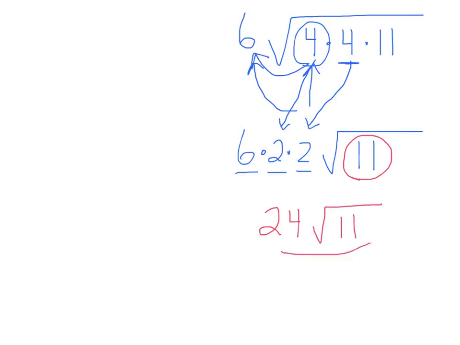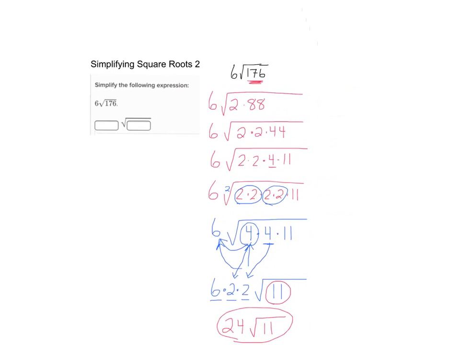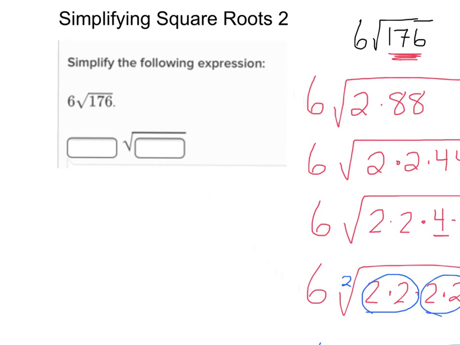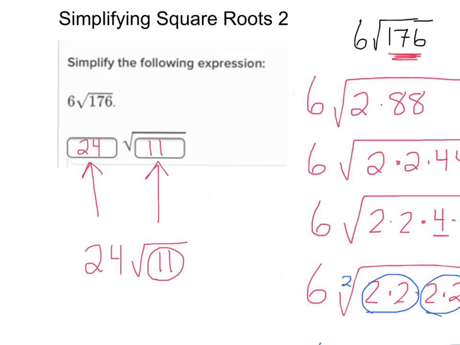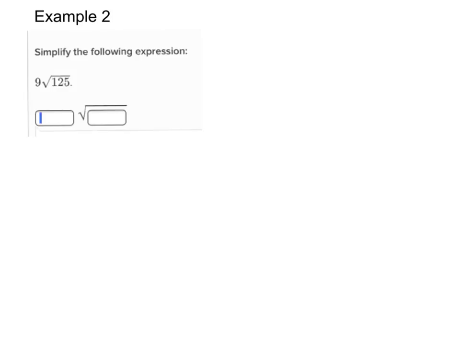And so this is the completely simplified form. So let's go back to the problem, and in Khan Academy, they want me to put what goes outside the radical there and what goes inside the radical there, so I would put 24 on the outside and 11 on the inside. And that right there is the same thing as 24 times the square root of 11. And I know I simplified it all the way when what's underneath the radical I can't take the square root of and end up with a whole number result.